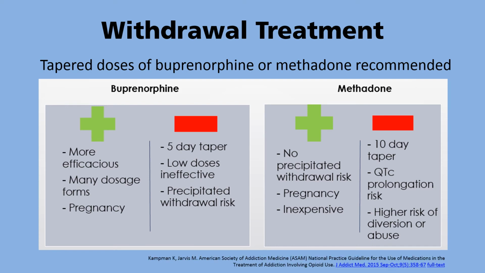When selecting a medication, it is important to consider the benefits and risks of each medication before starting therapy. Buprenorphine has many benefits such as high efficacy rates and many dosage forms, with some in combination with naloxone. Both buprenorphine and methadone are safe to use in pregnancy. Precautions to consider with buprenorphine include a short taper period, which could put the patient at a greater risk of precipitated withdrawal, and low doses are ineffective. Methadone therapy has the benefit of no risk for precipitated withdrawal.